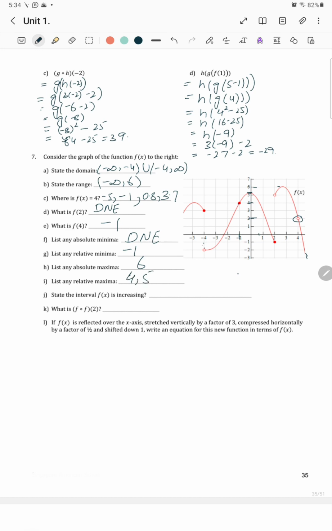f of x is increasing. It's increasing from minus infinity to minus 5, which is included, union minus 4 to 0, union 2 to 2.5.